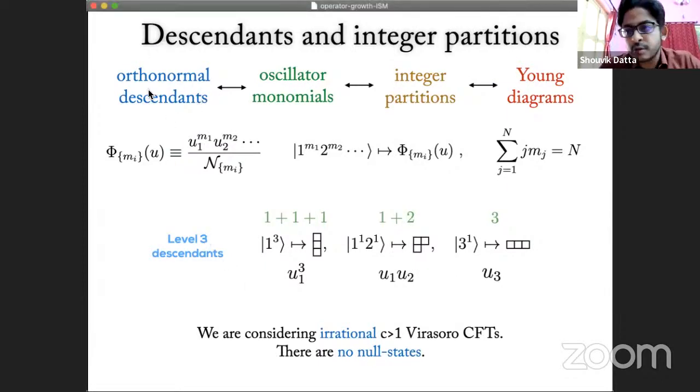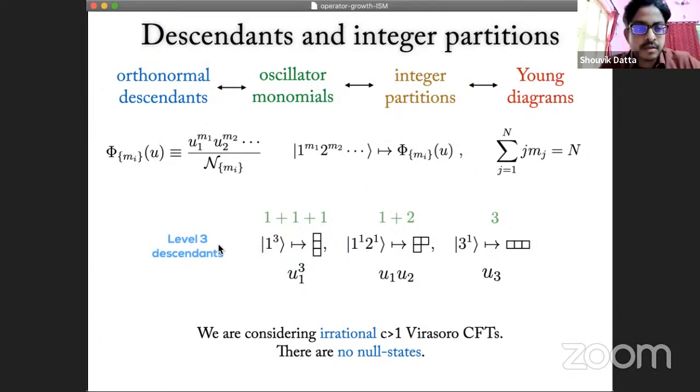Okay, so once these orthonormal descendants are constructed, they are essentially given by monomials of these oscillator variables, suitably normalized. And there's a one-to-one correspondence between these orthonormal descendants and integer partitions. So these are raised to various powers. If you calculate the L0 eigenvalue of that, you can find the descendant level to be an integer, and each of these states has a one-to-one correspondence with integer partitions. And there's also a one-to-one correspondence of integer partitions to Young diagrams.